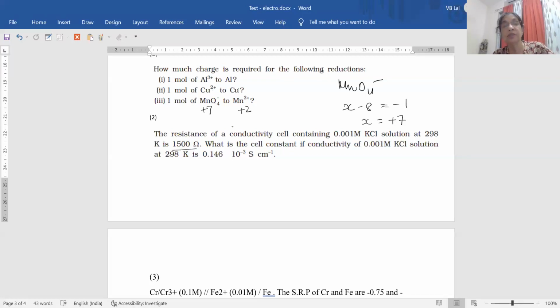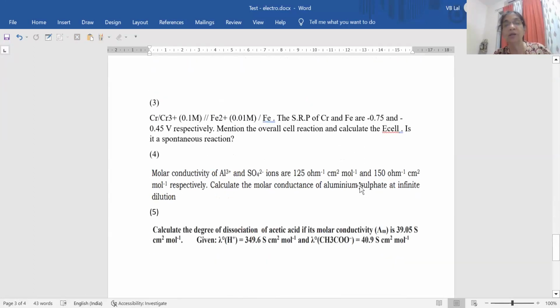Then the next is the resistance of a conductivity cell containing 0.001 M KCl, and this is the resistance which is given to you. What is the cell constant? Conductivity is already given, so you have to calculate conductivity and go backwards. Kappa is equal to 1 by R into L by A. What is L by A? It is the cell constant, right? So you know R and you know kappa, then you can find out the cell constant.